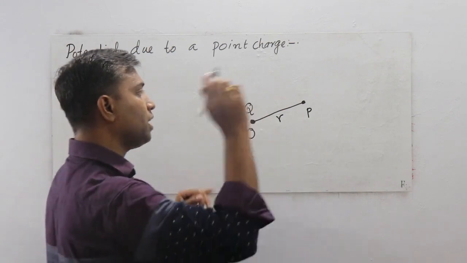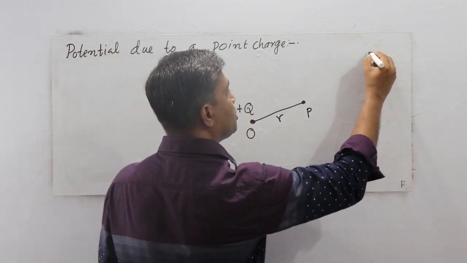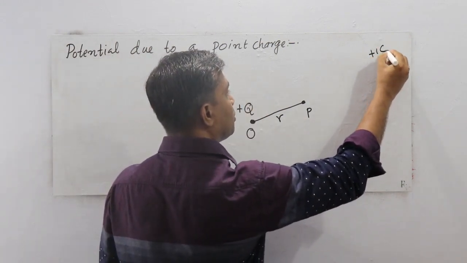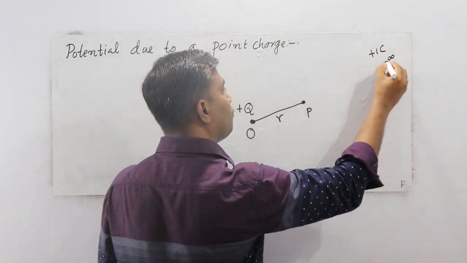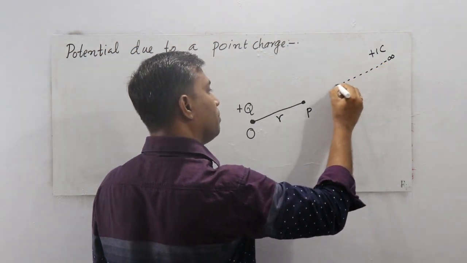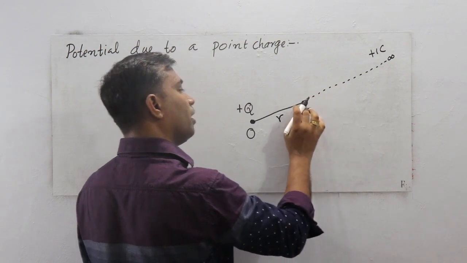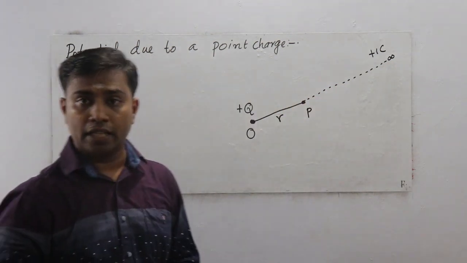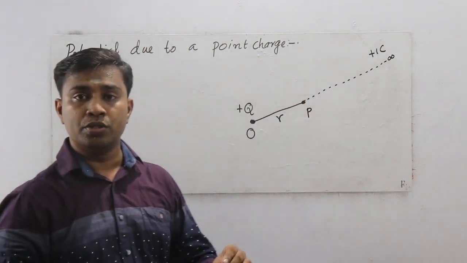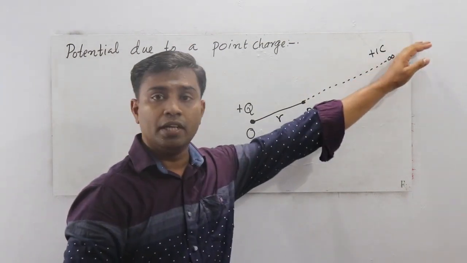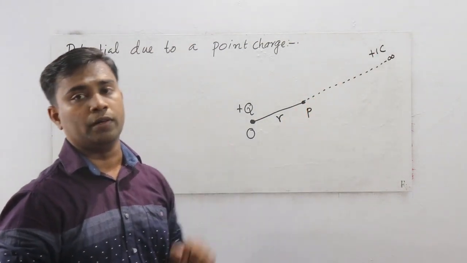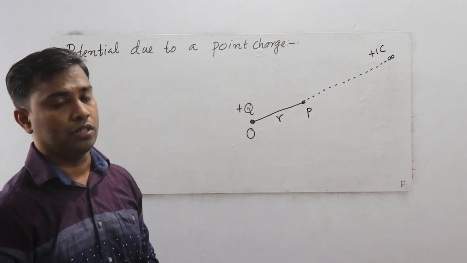So we consider a unit positive charge, a 1 coulomb charge, that I am bringing from infinity to the point P, by applying an external force.